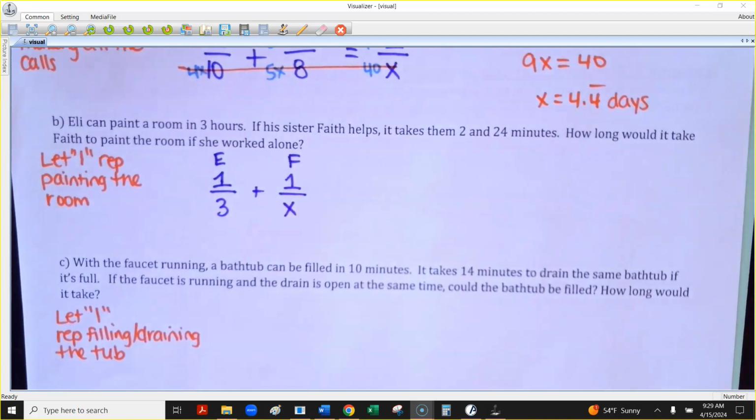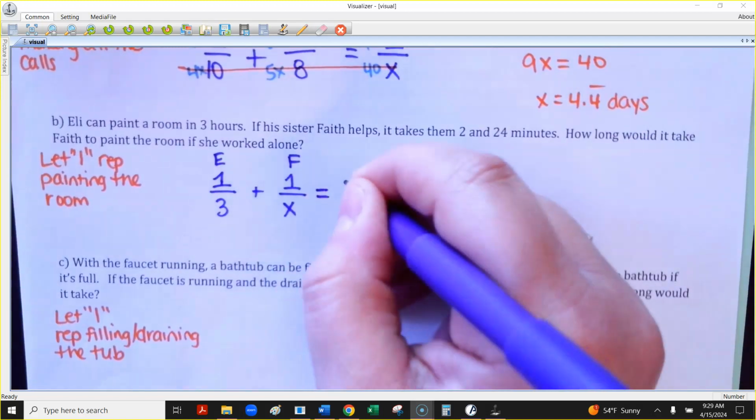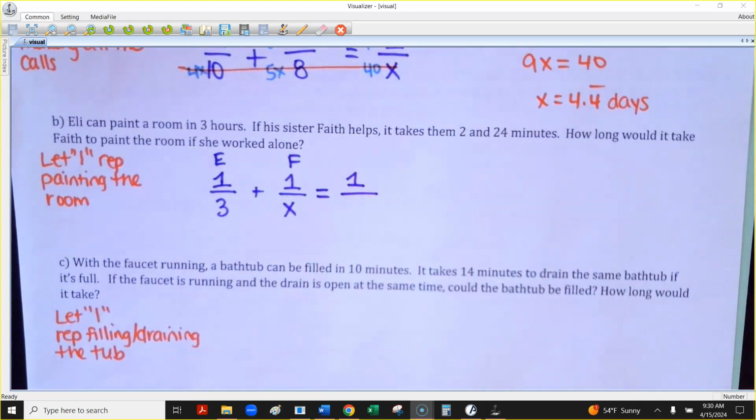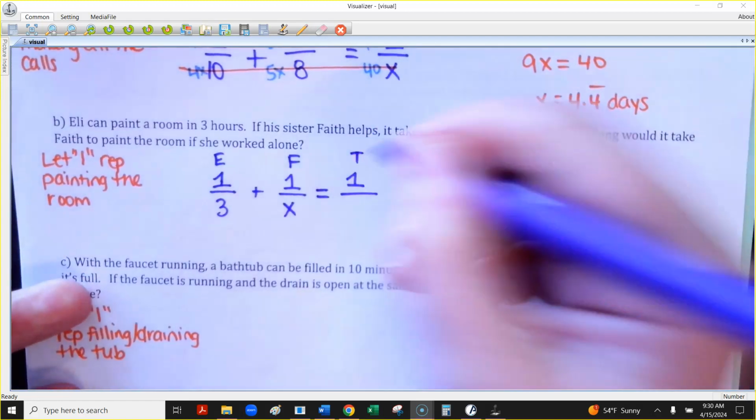So his sister Faith is going to help him, but it doesn't tell you her rate for the 1 room. So for Faith, I don't know. This is what we're going to figure out. So my variable is going to be kind of in the middle here. So the 1 room, we don't know her time. Now, for the time together, he's 3 hours, she's x, together they're 2 hours and 24 minutes.